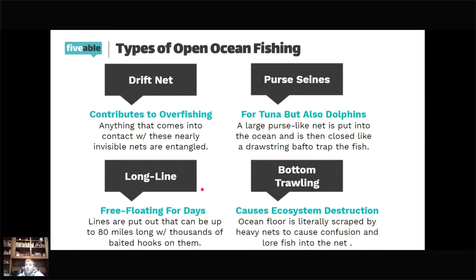Kind of. So longline fishing is when lines are put out into the ocean that can be up to 80 miles long with thousands of baited hooks on them. Basically, it's a type of rope netting that can be up to 80 miles long, and they just leave them out there for days. It takes a lot of fish in, but it takes a lot of time, and it takes a lot of effort to collect the fish.